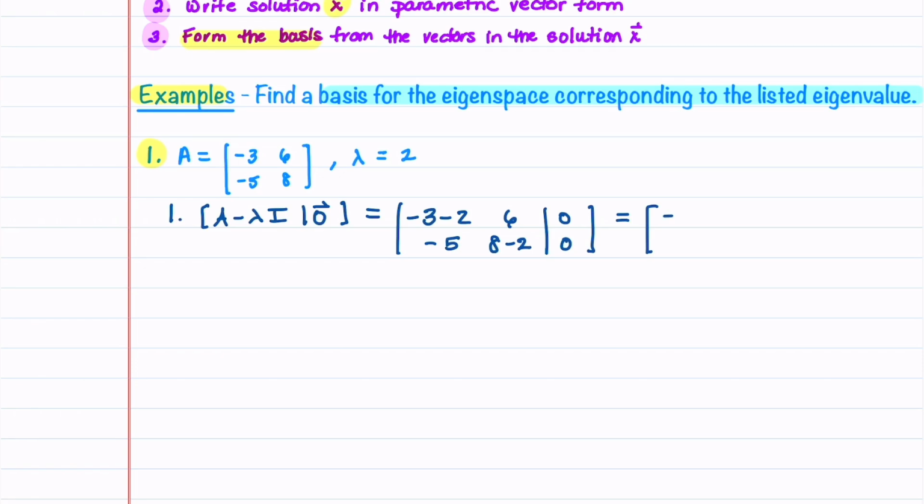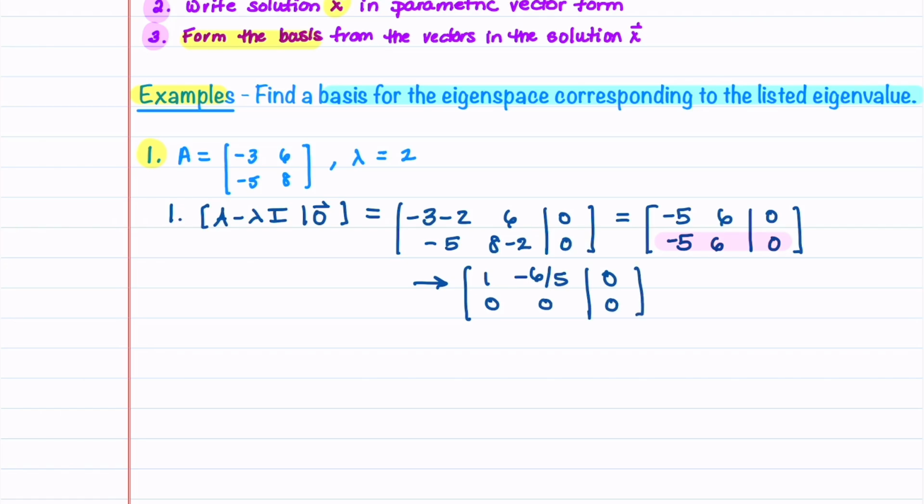This is equal to minus 5, 6, minus 5, 6. Because our second row is a duplicate of the first row, we know that row is going to go to 0. And then we can just take our first row and divide it by minus 5. This gives us the matrix 1, minus 6/5 augmented with 0, and then the second row is a row of zeros.